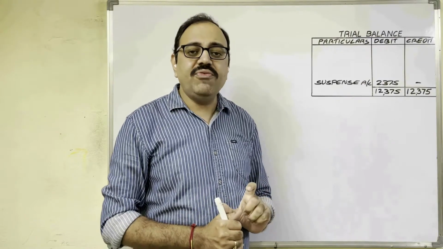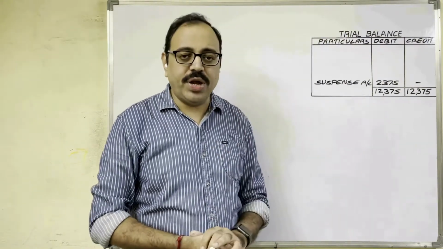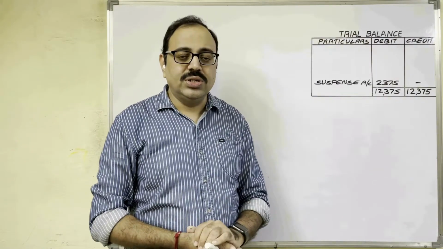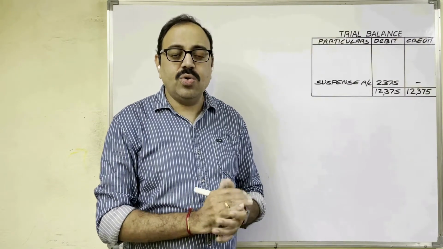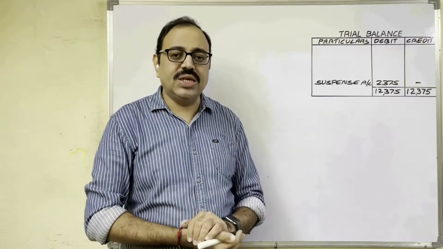When we are writing rectification of error entries by using a suspense account, we should remember one point. If an error has occurred in only one account, then to rectify the error and complete the double entry, we should write the journal entry by using the suspense account.